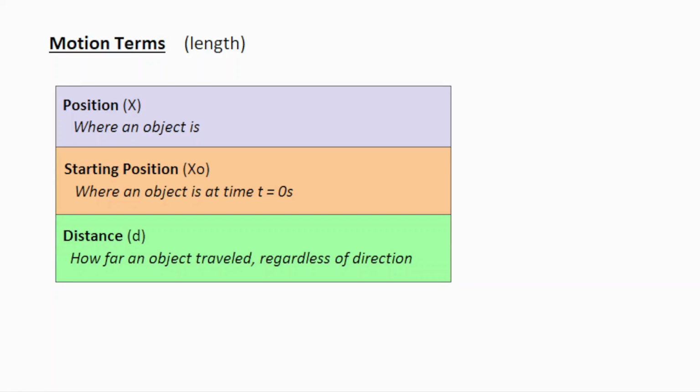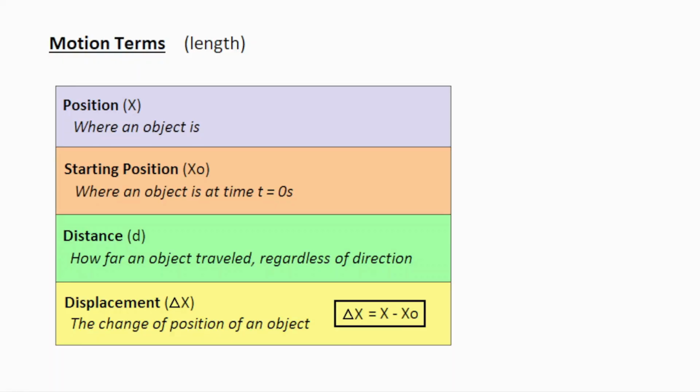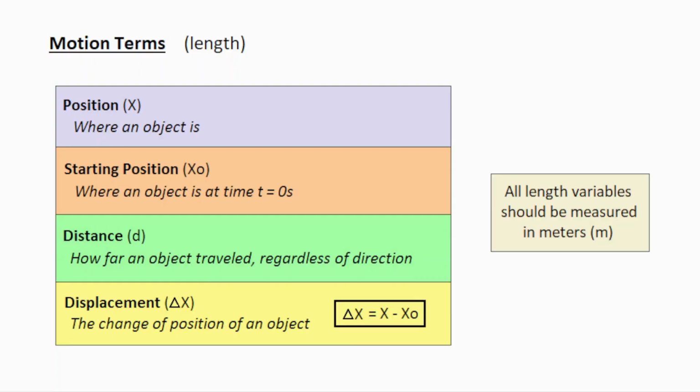Next, distance. This will be variable d. We'll define it as how far an object traveled, regardless of direction. Distance is a scalar. And then lastly, displacement, which is the variable delta x. Delta in math means change, so this is the change of position. Mathematically, that is the position minus the starting position, and displacement is a vector. Direction matters. All 4 of these terms should be measured in the standard unit of the meter.